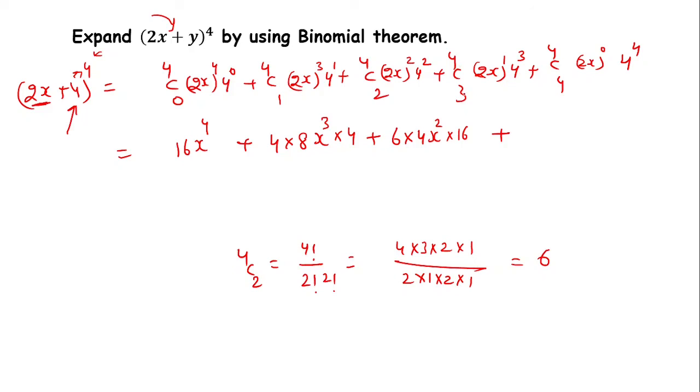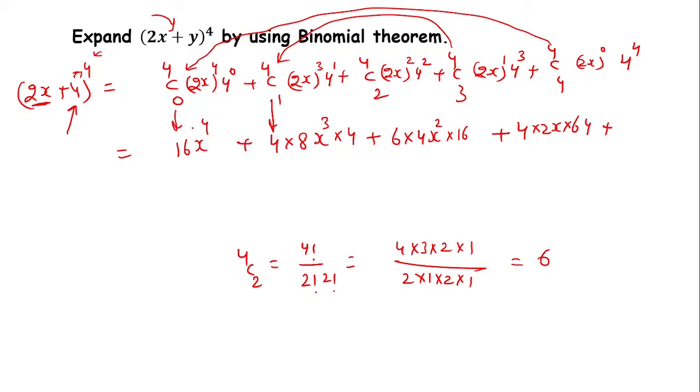How do you simplify 4c3? 4c3 is equal to 4c1 and that is 4. Then 2x and then 4 cube is 64, and the last one is 4c4, which is nothing but 4c0, and 4c0 is, my dear, 1. So 1 times 1 times 4 power 4, 4 times 4 is 256.